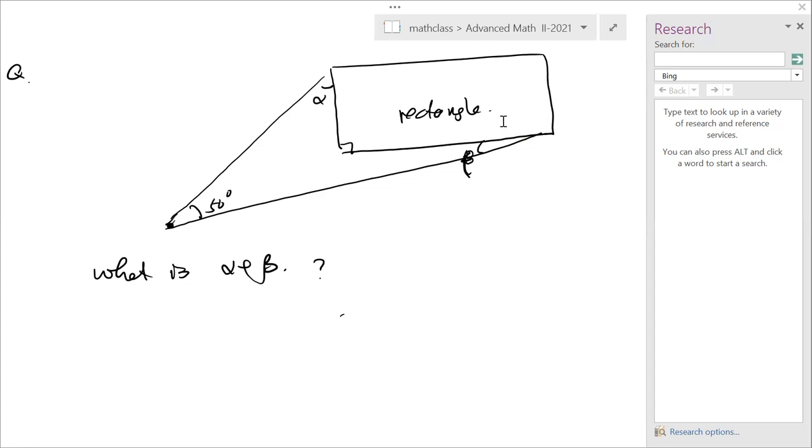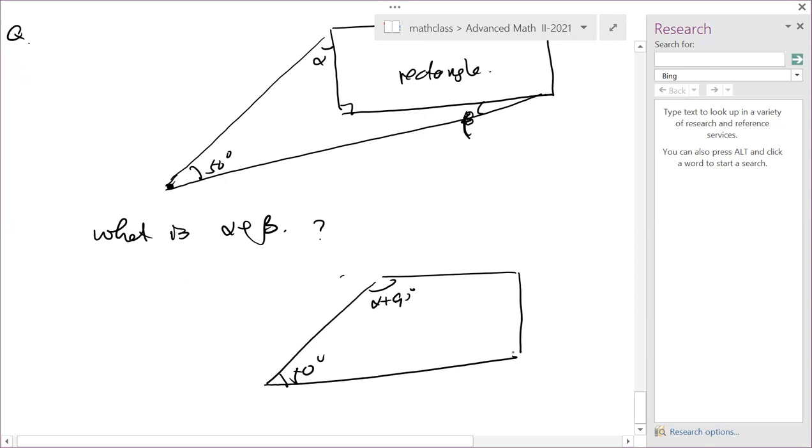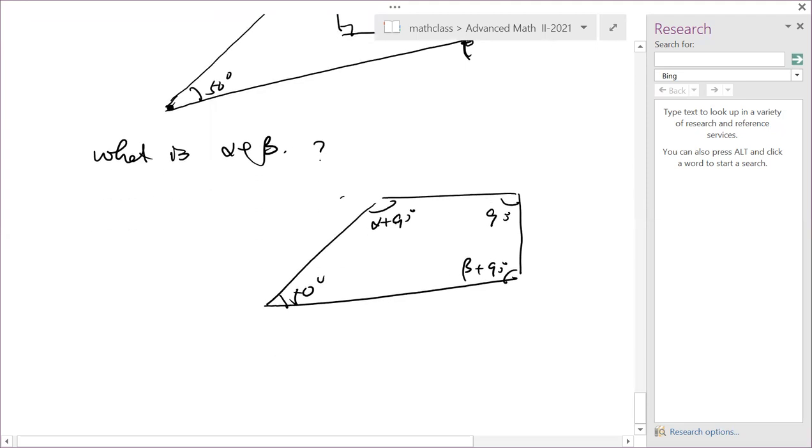Of course, I did not draw the picture to scale, right? Maybe that angle does not look like 50 degrees. All right, so I'm going to show you. Consider this bigger one. This is a 50 degree angle. And what is the angle? Alpha plus 90 degrees. What is the angle? Beta plus 90 degrees. What is the angle? 90 degrees.